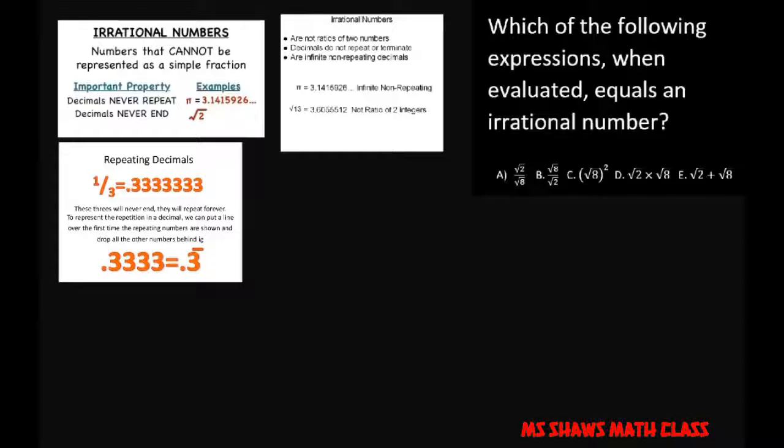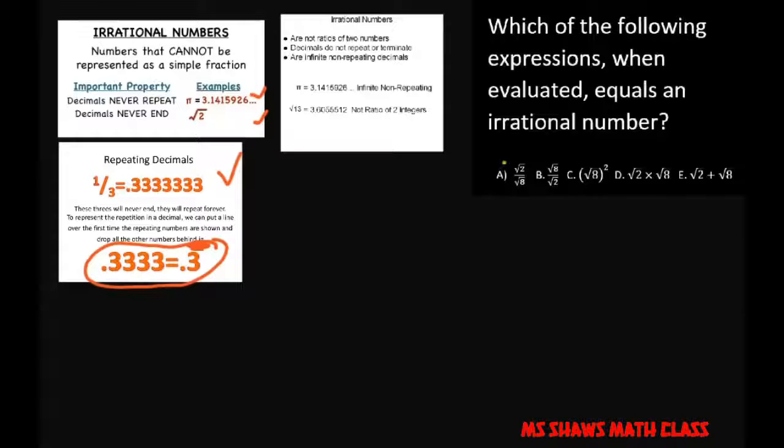Decimals never repeat. They never do this thing where you have to put the repeating decimal sign, and decimals never end. So here are 2 examples here, and they're not a ratio of 2 integers, so you can't write it as A divided by B.